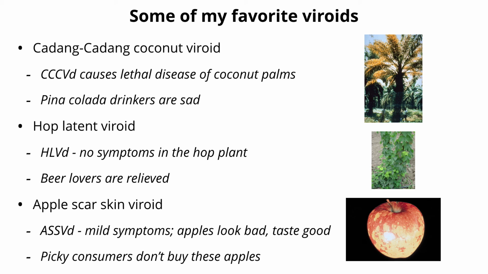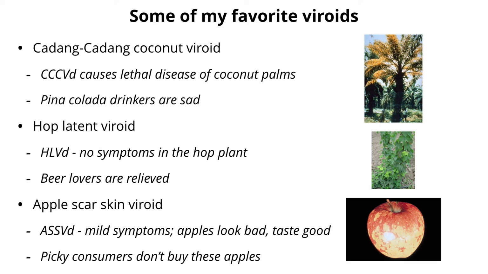Hop latent viroid. This is a hop plant. It has no symptoms typically. No bad symptoms. In this particular one, you can see some yellowing of the leaves, but for the most part, you can go ahead and make beer out of these viroid-infected hop plants.